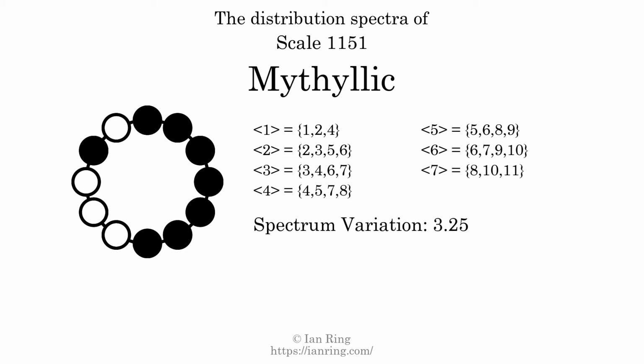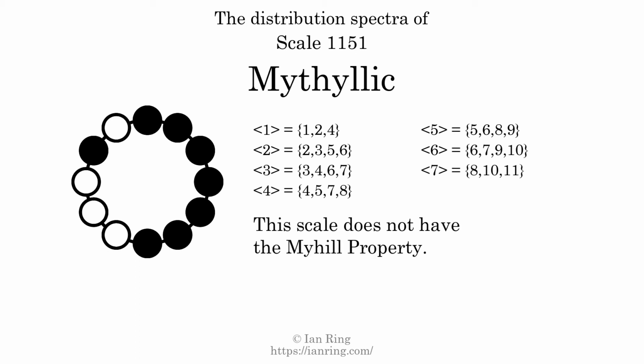Since the variation is greater than 0, this indicates that the scale is not perfectly even. The highest spectrum width is 4. Since this is greater than 1, we know that this scale is not maximally even. If every spectrum has exactly 2 specific intervals, we call that the Mythyllic property. This scale does not have the Mythyllic property. Since the generic interval ranges overlap, this scale is an improper scale.